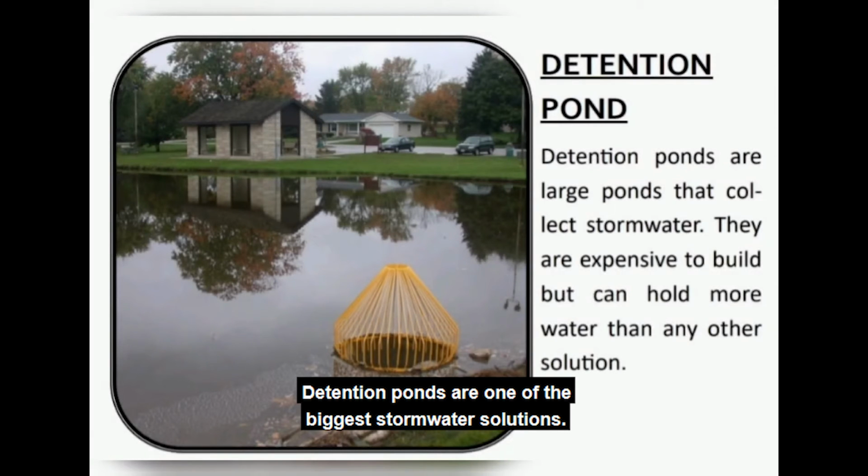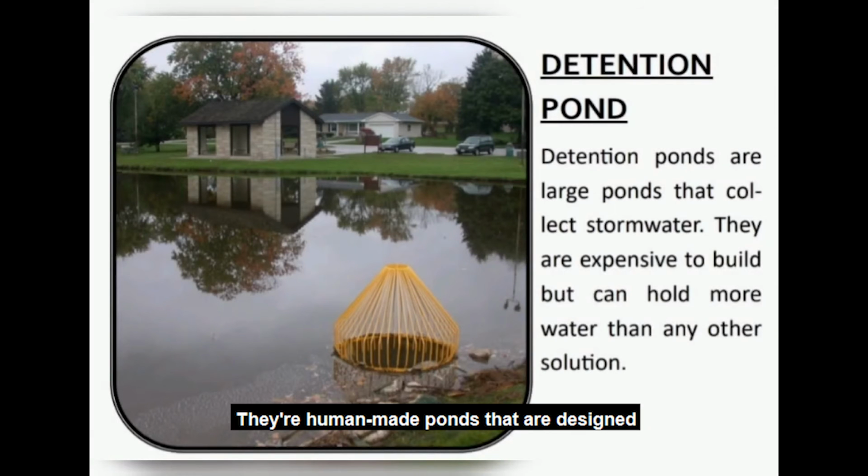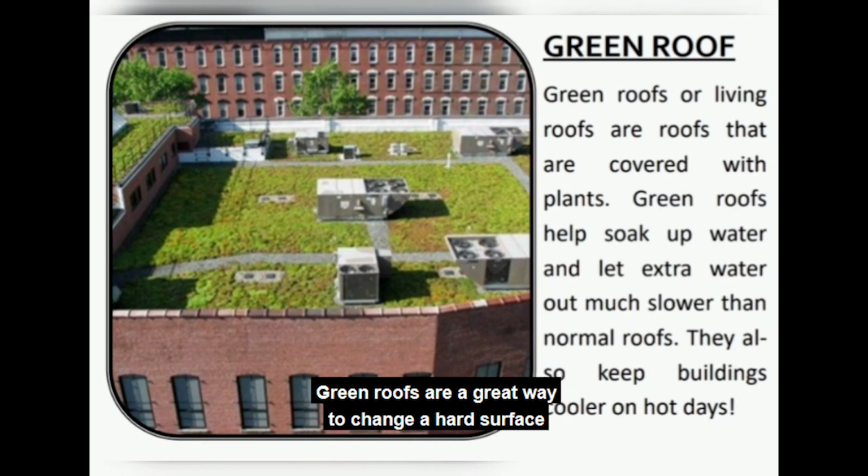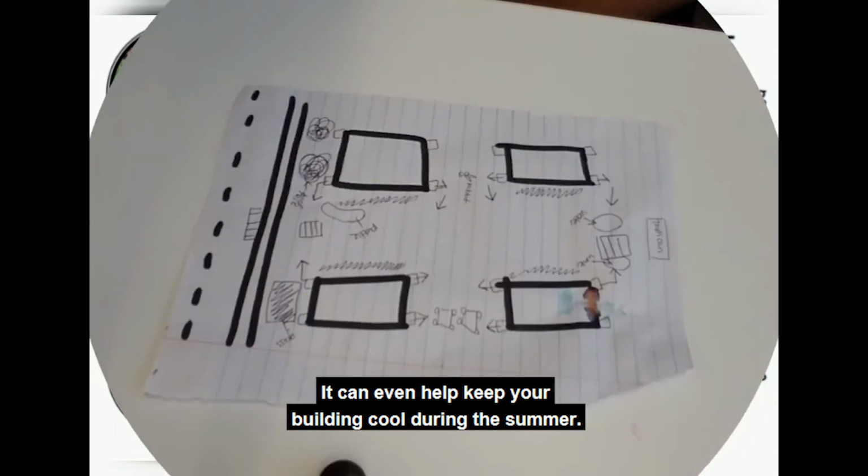Detention ponds are one of the biggest stormwater solutions. They're human-made ponds that are designed to hold a lot of water. Green roofs are a great way to change a hard surface into a soft one, with plants and soil on the roof. It can even help keep your building cool during the summer.